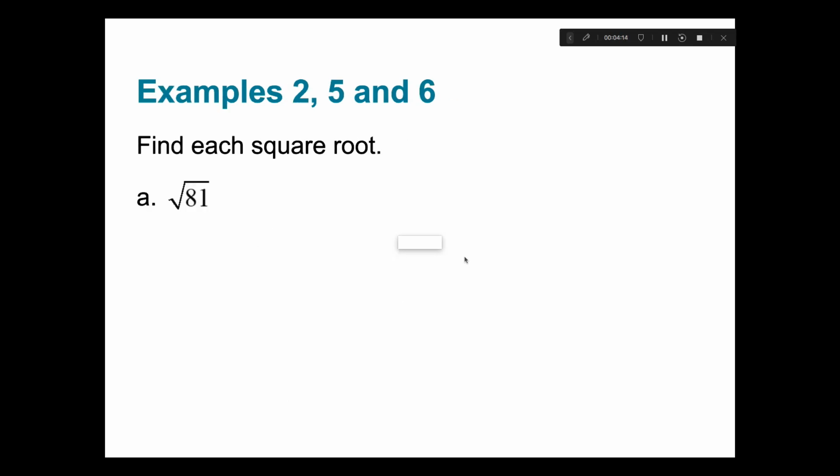Square root of 144. So, on the back of your paper, what is the square root of 81? 9. 9 times 9 is 81. Next one, what is the square root of 1/25?